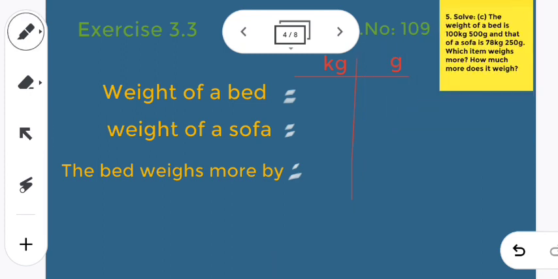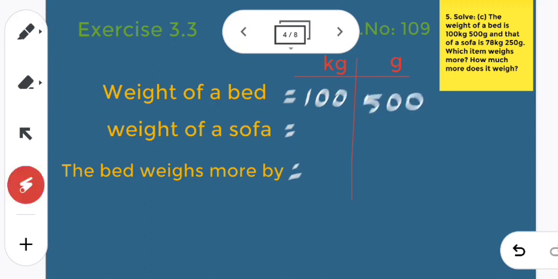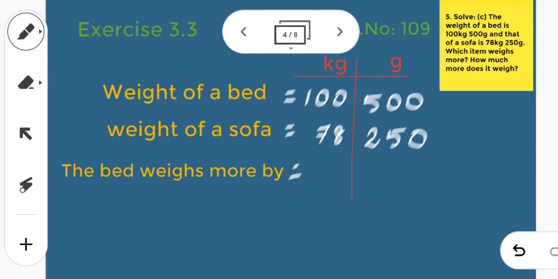Okay, first we have to write the weight of the bed. So weight of the bed is how much? It is 100 kilogram 500 gram. Okay, next one. Weight of a sofa is 78 kg 250 gram. Okay, now we have to minus.